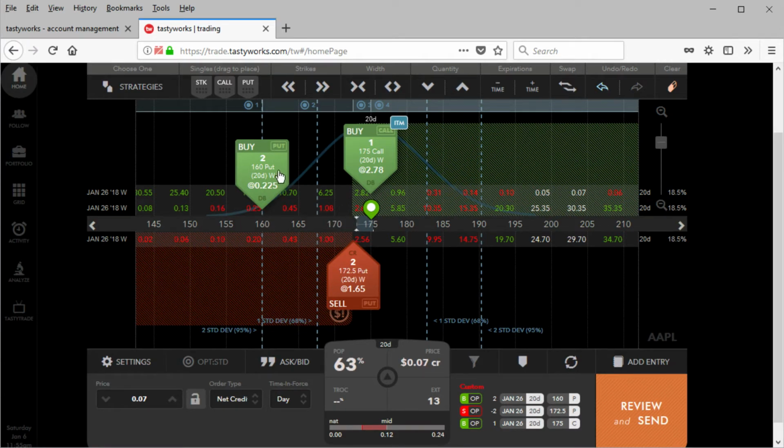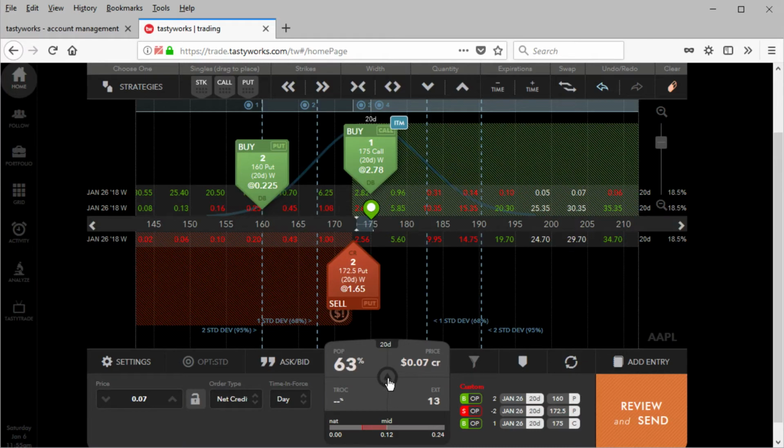And again, I'm not going to wait until it comes all the way down to hit that max loss. Probably when it starts going against me somewhere around in this area, I'll take a look at closing out the trade, taking a small hit and moving on.